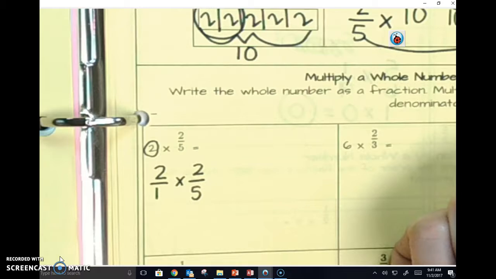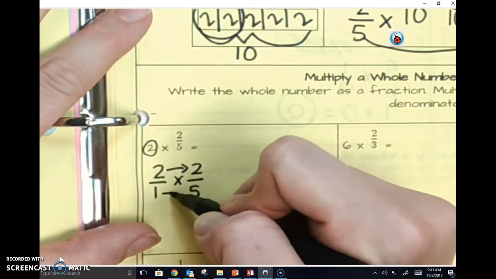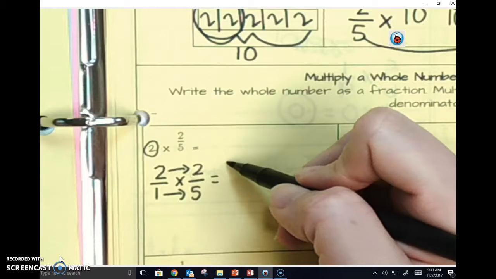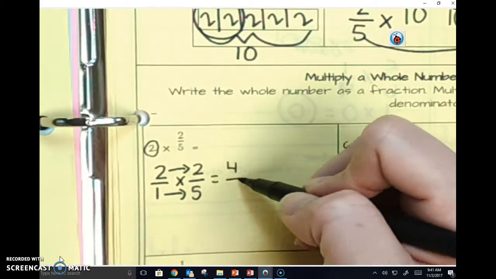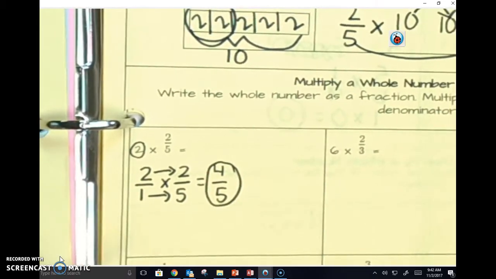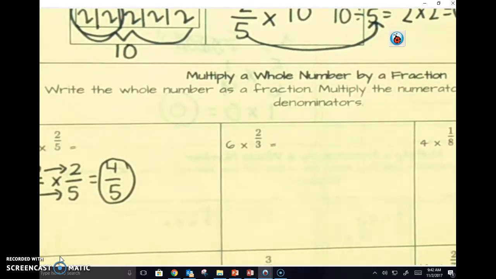So far, easy, right? Because whole numbers have a 1 under it. Then we're just going to multiply the top numbers and multiply the bottom numbers. So 2 times 2 is 4. 1 times 5 is 5. Answer, bam. We're done. Sometimes you may have to simplify, but that problem you can't simplify.